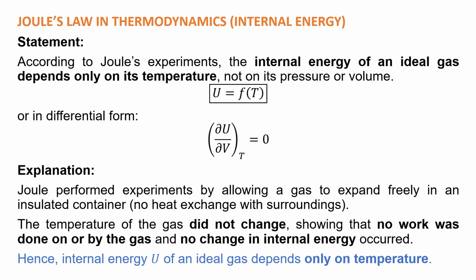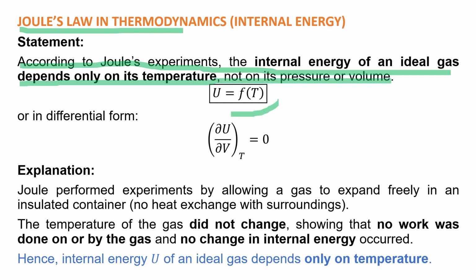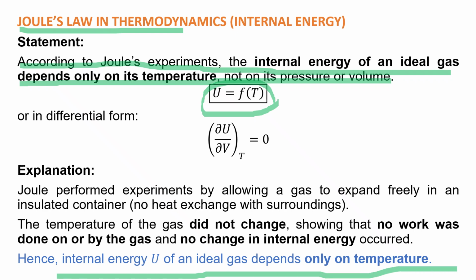Now the other two important laws which we must know. First is Joule's law in thermodynamics. According to Joule's experiment, the internal energy of an ideal gas is a function of temperature, or it directly depends upon its temperature, not on the pressure and volume. So internal energy U is a function of temperature only. Hence the internal energy U of an ideal gas depends only upon temperature. This Joule's experiment we discussed in the first chapter, and again we will discuss it in the engineering thermodynamics subject.